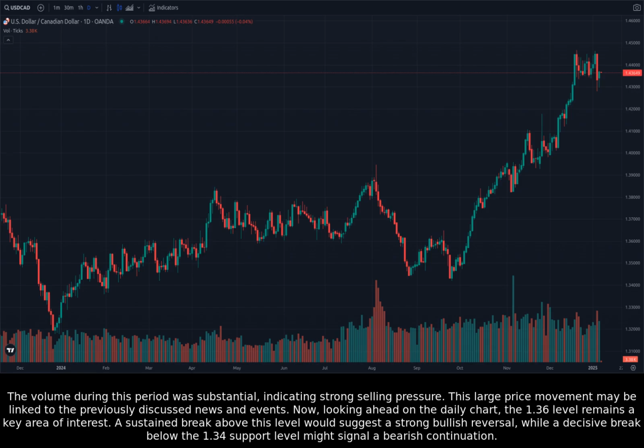Now, looking ahead on the daily chart, the 1.36 level remains a key area of interest. A sustained break above this level would suggest a strong bullish reversal, while a decisive break below the 1.34 support level might signal a bearish continuation.